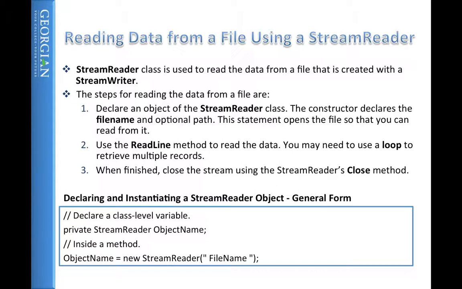Now we're going to use the ReadLine method after we use the StreamReader class, and we use the constructor to declare the file name and the optional path, as an example. It opens the file. And we have to do this where? In a try-catch block. That's what we do, because what if that file doesn't exist? So we should do it in a try-catch block somewhere. Then we use the ReadLine method to read in the data. The ReadLine method reads each line of data.